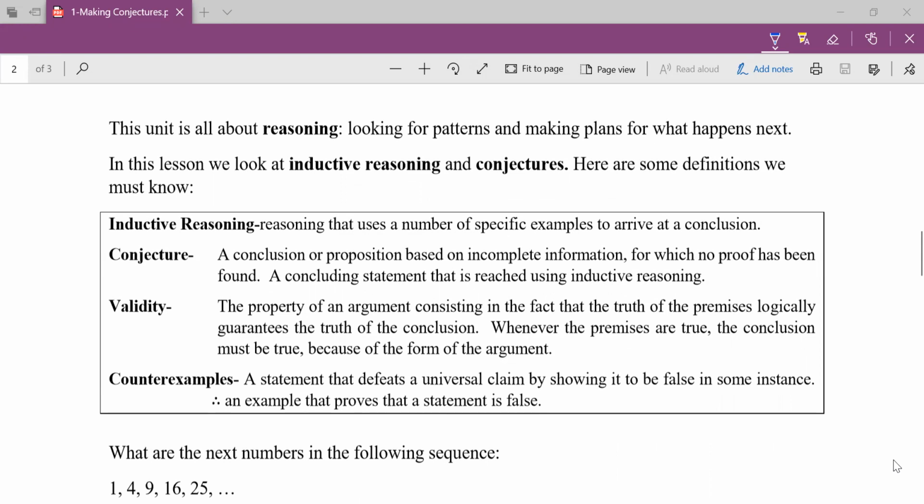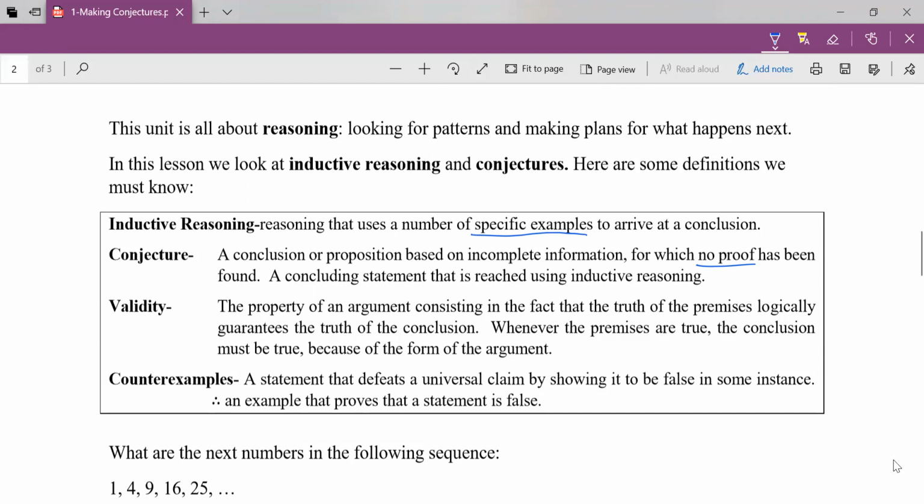So inductive reasoning is when we see a pattern or we have a specific set of examples, and we're going to try to come to a conclusion as to what the pattern is. Our conclusion or proposition, it's just an educated guess. We don't have any real proof, but it's a good educated guess. So we're going to talk about the difference between a good educated guess, a conjecture, and a full proof as we go through this unit.